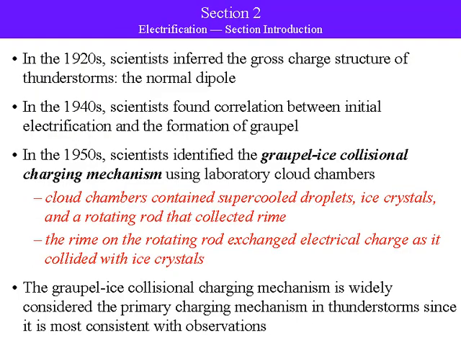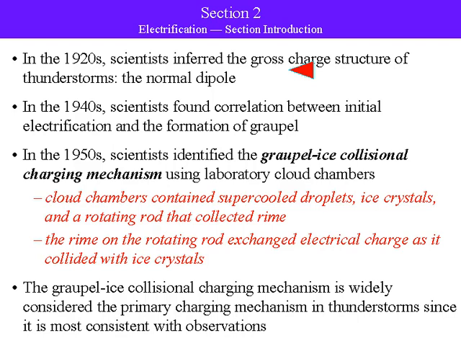Moving on now to Section 2, we're going to talk about electrification within the cloud. We'll start off, though, with a little bit of history of electrification. In the 1920s, scientists inferred the gross charge structure of thunderstorms, which they called the normal dipole. Scientists in Europe basically placed electric field monitors along the ground as storms moved over, and the electric field monitors were able to tell them what sort of charge was associated with a storm overhead.